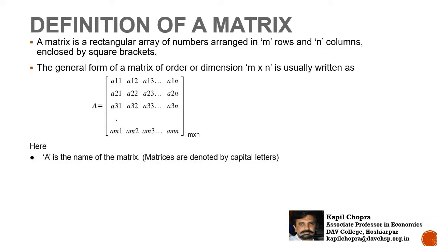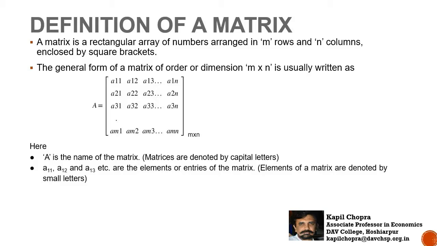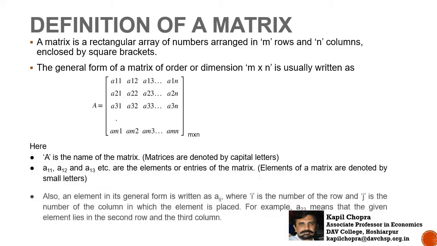Here A is the name of the matrix. Matrices are denoted by capital letters. A11, A12 and A13 etc. are the elements or entries of the matrix and these are denoted by small letters.